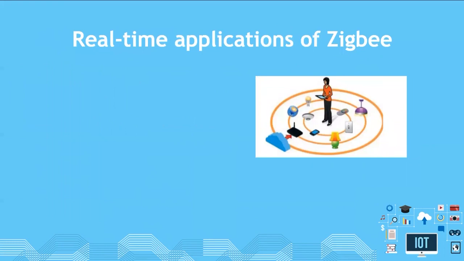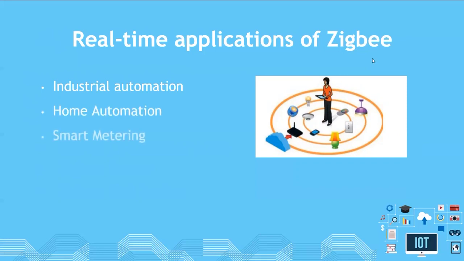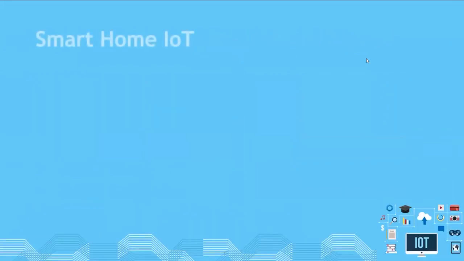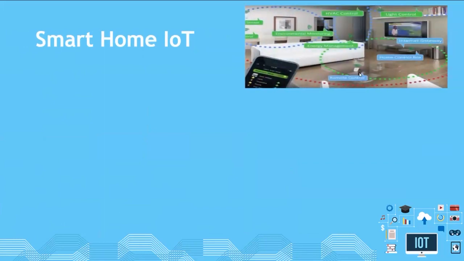Next comes the real-time applications. First is industrial automation and home automation, smart metering, and the smart grid monitoring. Smart home Internet of Things.